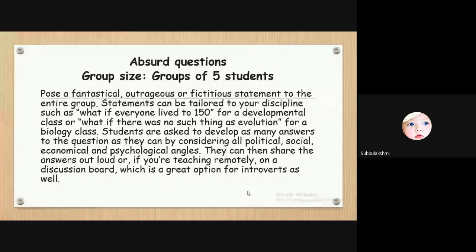This is something that won't happen, but consider evolution. How does it affect things? There will not be anything like evolution. So let them think about how this affects politically, socially, economically, psychologically, from various angles. Let them think about these absurd questions. All these activities kindle them to think more. The main purpose of giving this sort of activity is to make them think.